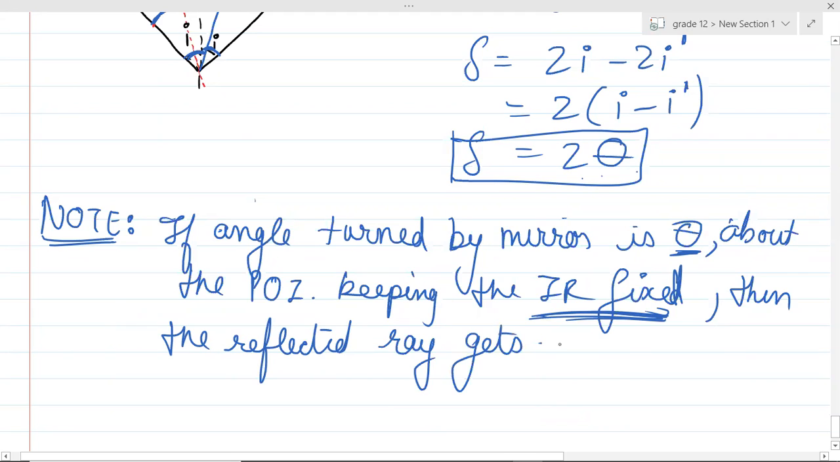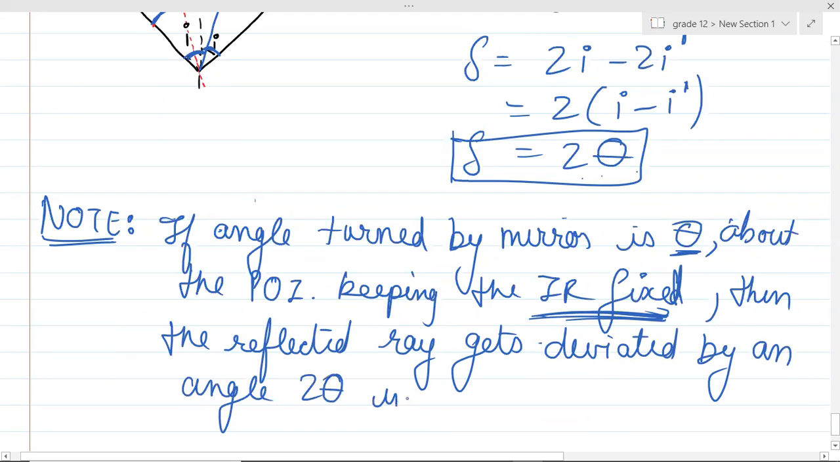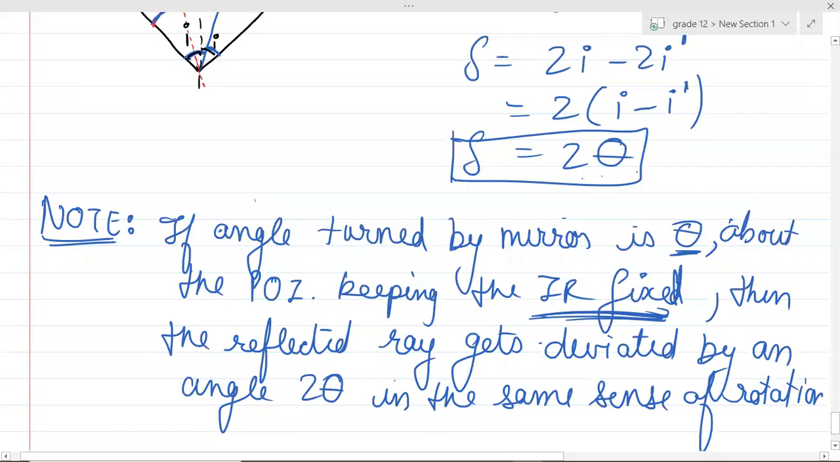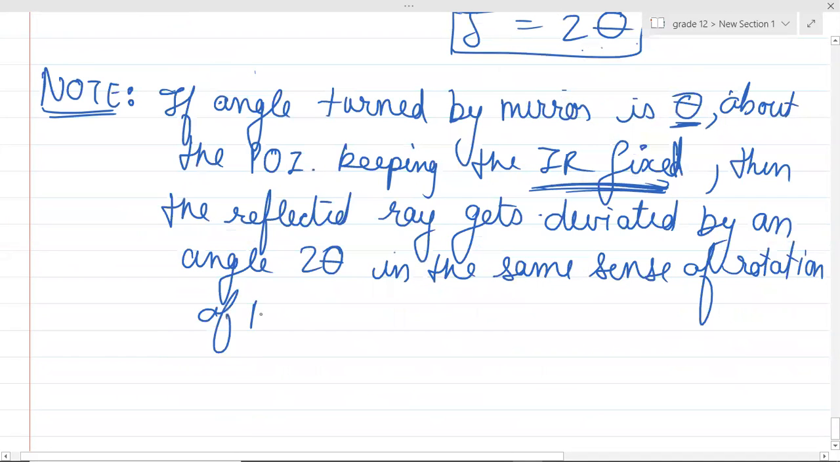gets deviated by an angle 2 theta in the same sense of a rotation of mirror. In the same sense of rotation of mirror.